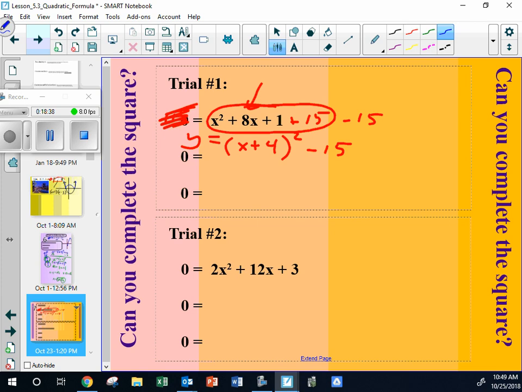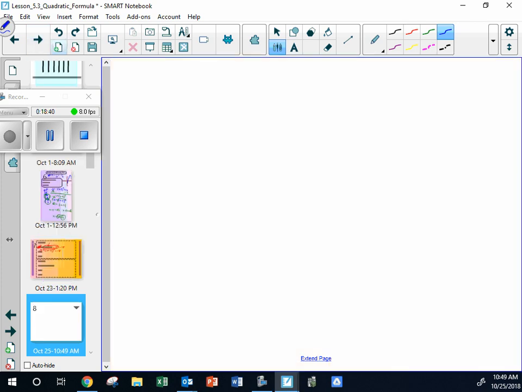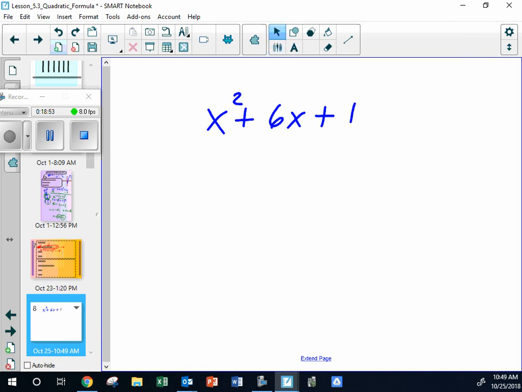So I want to give you one that's not quite as complicated as that one. See if you have learned completing the square yet. X squared plus 6x plus, for right now, I'm just going to keep it simple and say 1, because I know you're going to look at that and go, I can't factor that. Does it have to be a 1 right there? No.